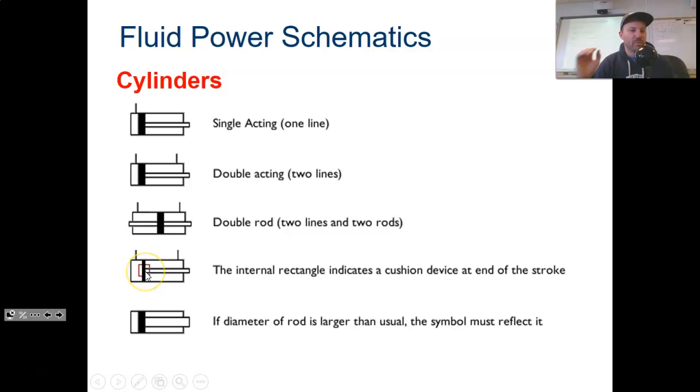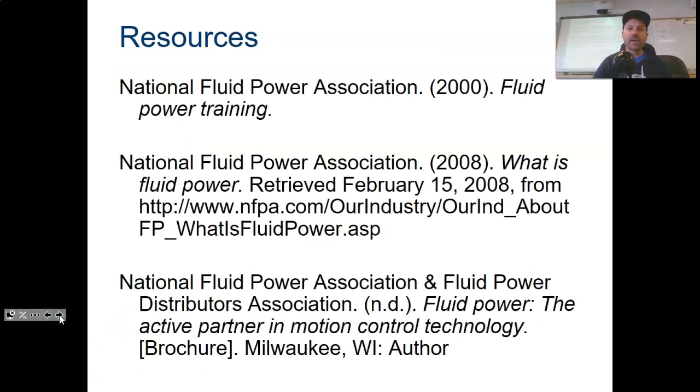Maybe you want a bumper, so that when the cylinder goes out, it doesn't bang. It wants a cushioned blow. And then if you've got a larger diameter rod or cylinder, you can actually show that in your schematic with the picture. That's all. Part 2 of hydraulics.